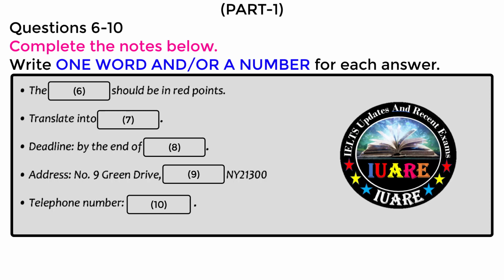Great. To where shall we send the samples? The address is number 9 Green Drive, Clifton, NY 21300. How do you spell Clifton? C-L-I-F-T-O-N, Clifton. And the telephone number? It's 9030366602. Also, if you have any further questions, you can reach me through this number.